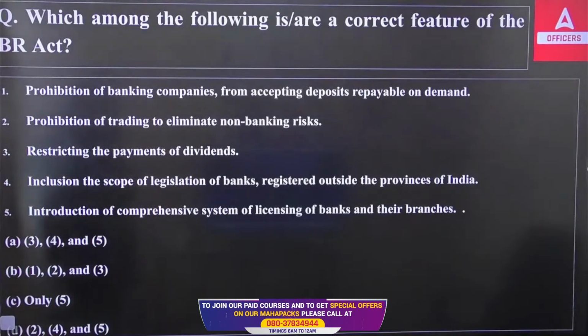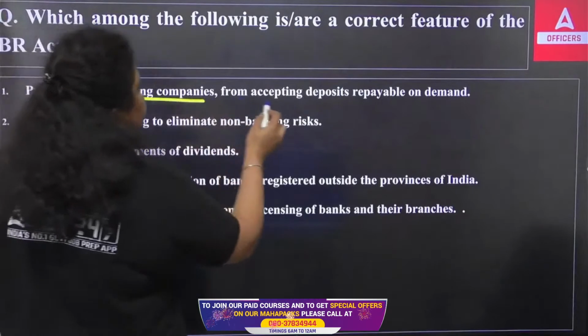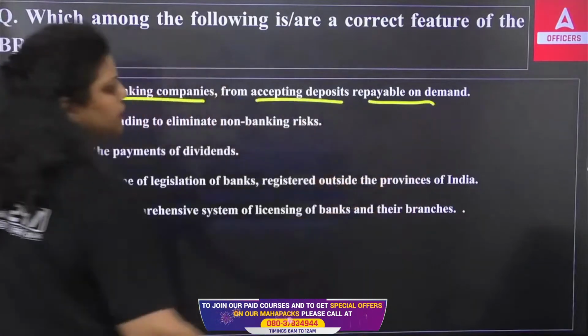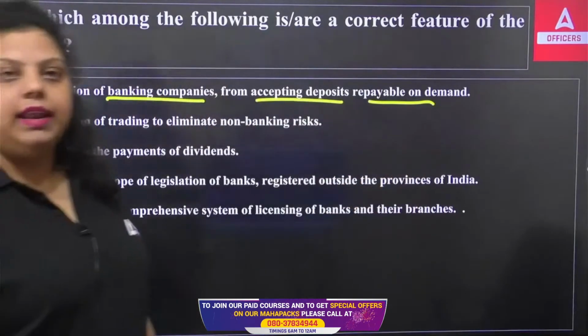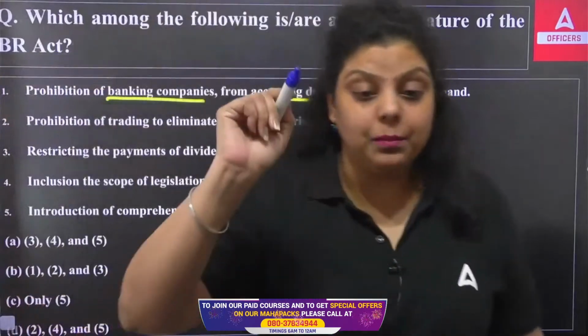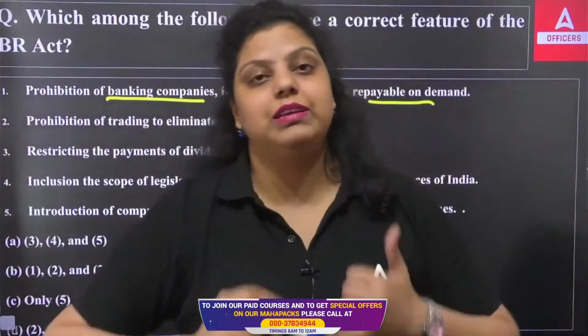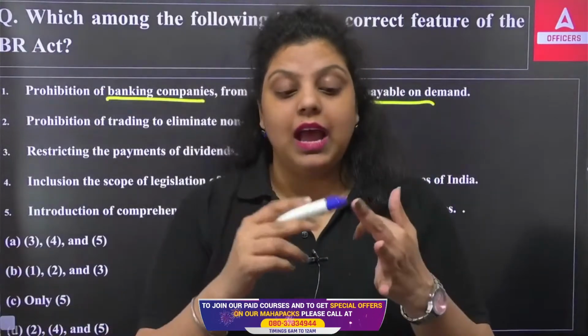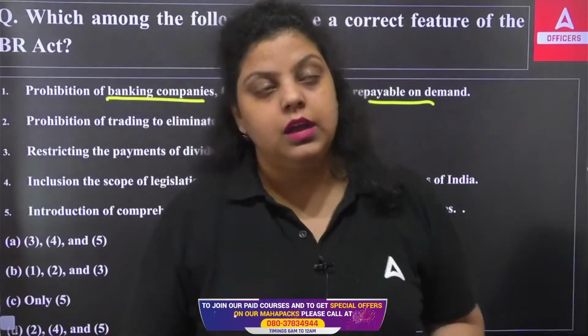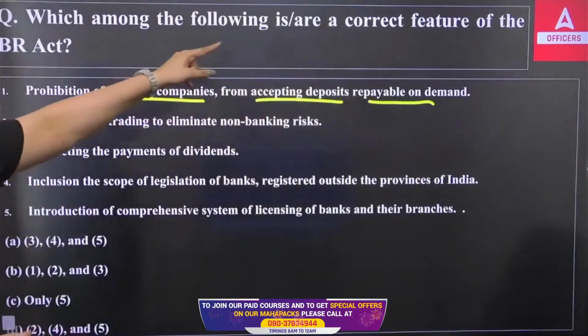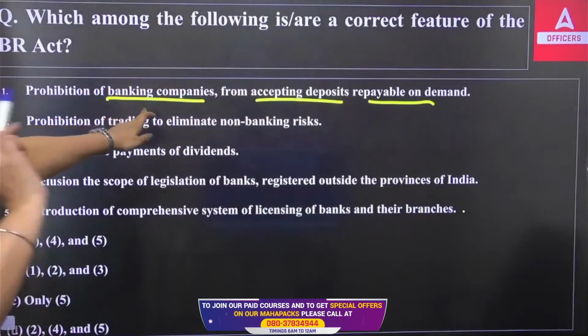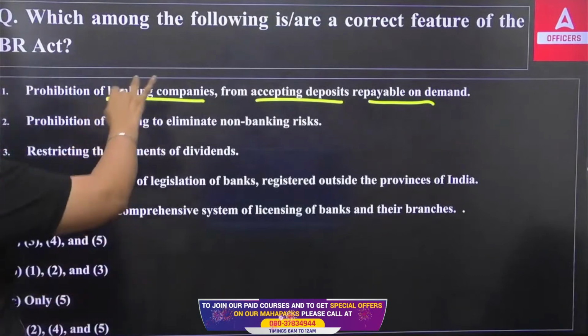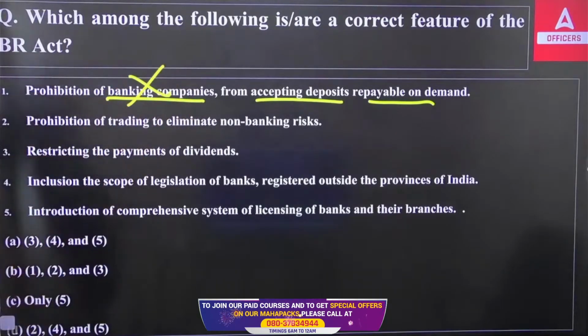So, first is saying prohibition of banking companies from accepting deposit repayable on demand. Is it possible? If I talk about the business of banking, the banks have to accept deposit from the public for the purpose of lending or investment, and that should be repayable on demand. And it is saying that Banking Regulation Act has a feature that banking companies cannot accept deposit. It can't be true. This is wrong.